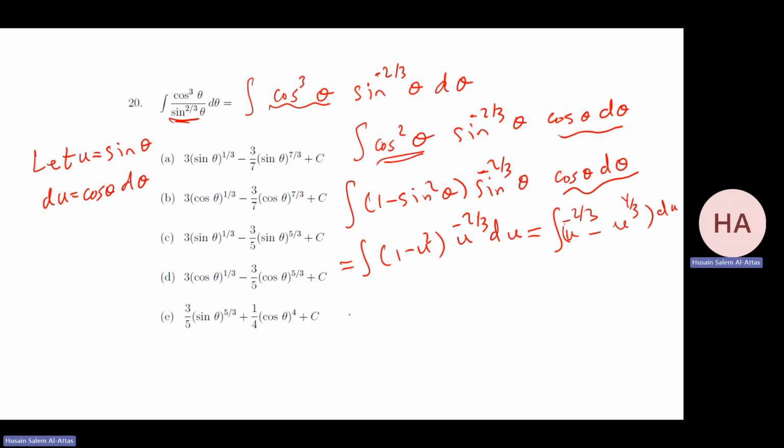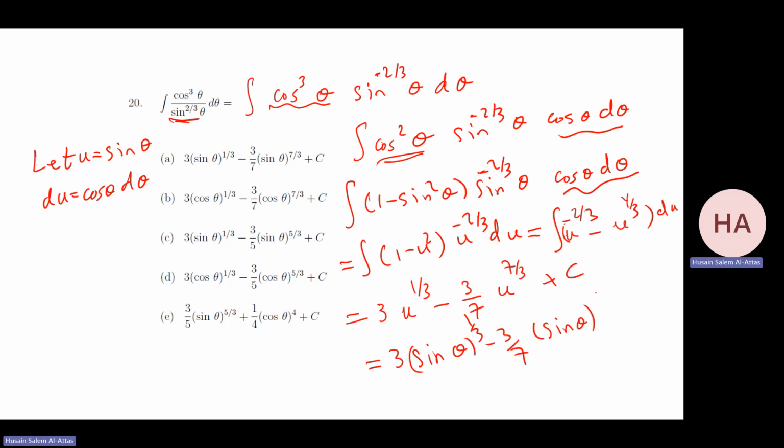Now do the integration. You add 1, you add 3 over 3, that will be 1 over 3. So I have the reciprocal of 1 over 3, which is 3 u to the power 1 over 3, minus this one. You add 1, that will be 7 over 3, so I need the reciprocal of that, 3 over 7 u to the power 7 over 3 plus c. Now I return to u, which is sine theta. So 3 sine theta to the power 1 over 3 minus 3 over 7 sine theta to the power 7 over 3 plus c. So this is my answer.